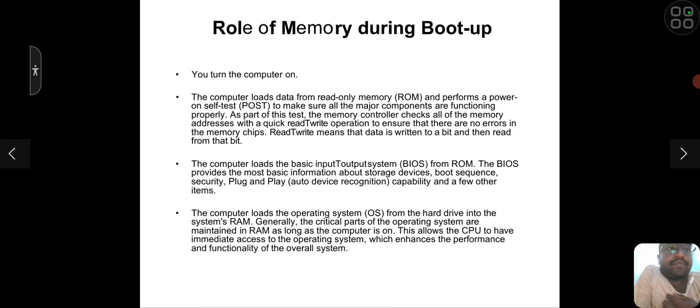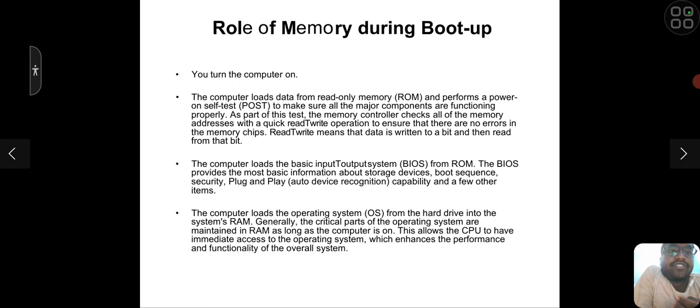The role of memory during boot up: when you turn on the computer, it loads data from read-only memory, ROM, and performs a power on self test, POST, to make sure all the major components are functioning properly. As part of this test, the memory controller checks all the memory addresses with a quick read and write operation to ensure that there are no errors in the memory chips. Read write means that data is written to a bit and then read from the bit.